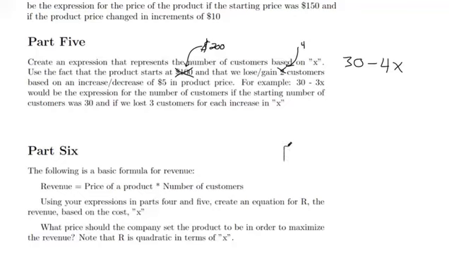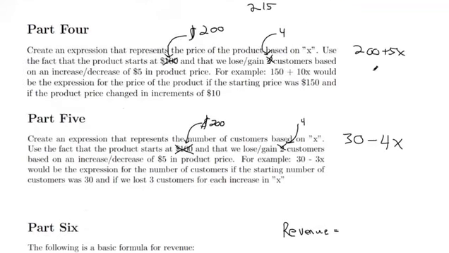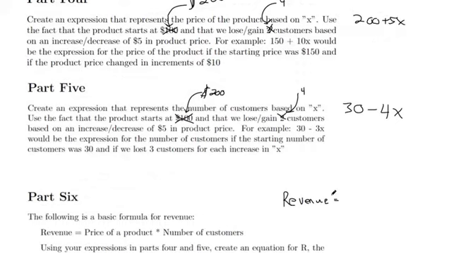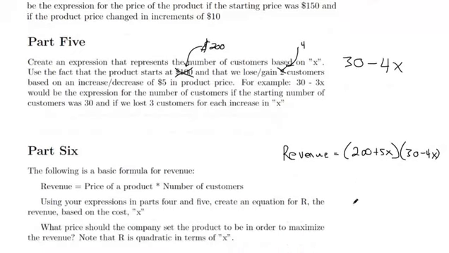Okay, and those are here because we're putting it all together in part 6. We're trying to find out the best price so we can maximize our revenue. And revenue is the price of a product, which is a variable, right? It's a price that can fluctuate. We said we can increase by $5 or decrease by $5. So that's a variable. And then we're going to multiply that times the number of customers. That's why we need to put it in parentheses, so that we multiply this whole thing times the number of customers. So that's the revenue function.